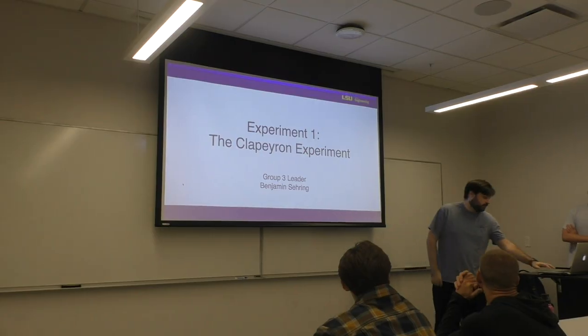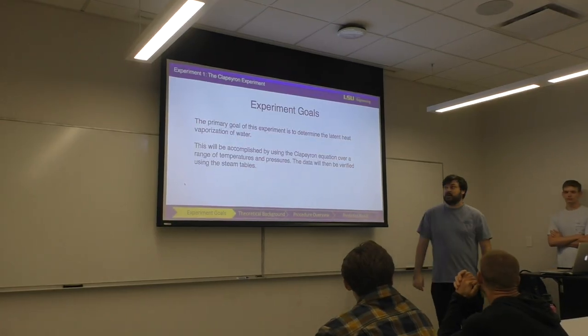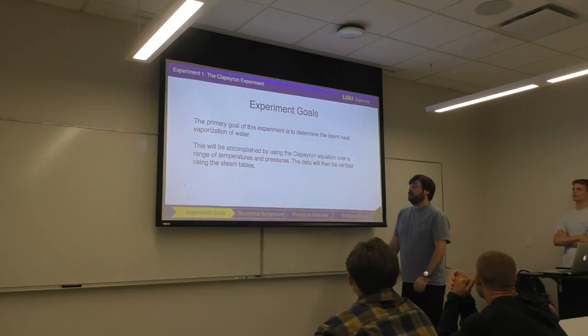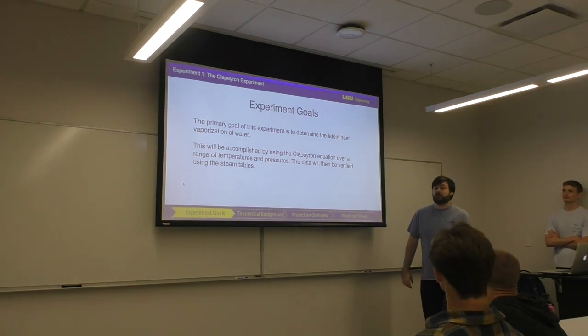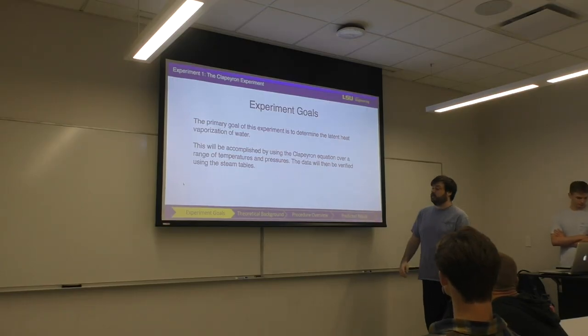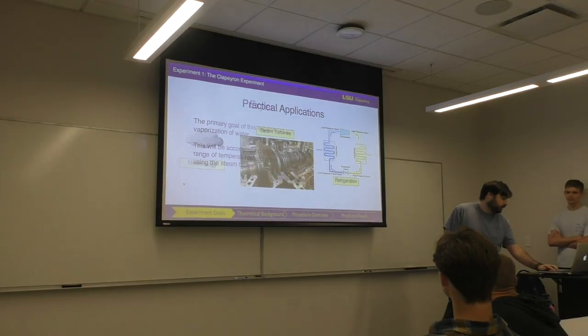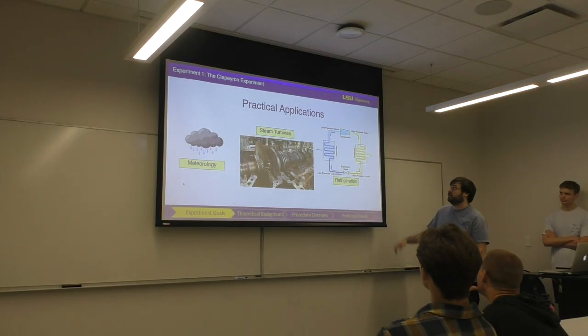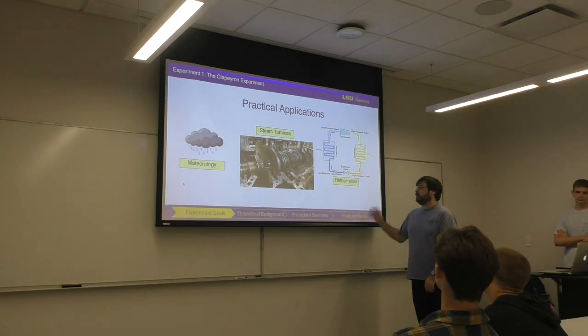So let's go over our experimental goals. Our main goal is going to be to determine the latent heat of vaporization of water, and we're going to do this by measuring a bunch of pressures and temperatures in the experiment and then using a formula to back out that vaporization temperature.